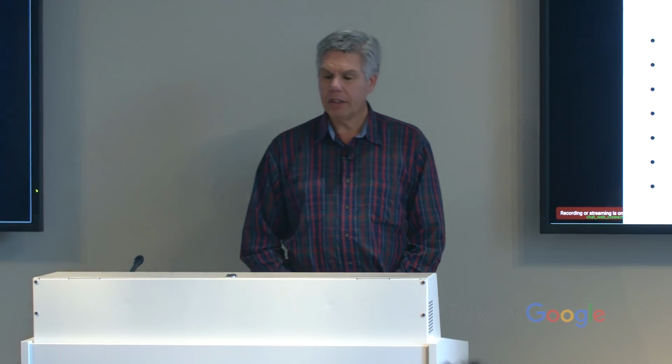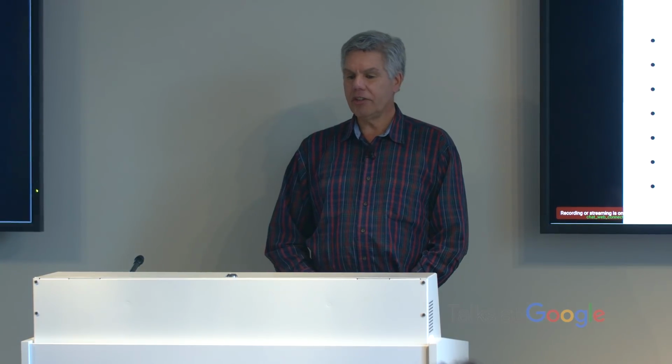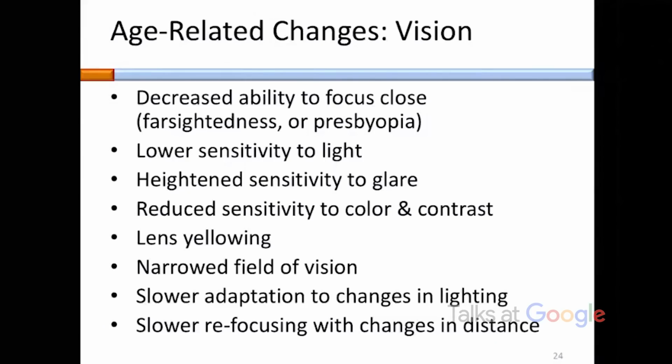So with vision, for example, these are the kinds of things that can occur, don't necessarily occur, but they can occur. So decreased ability to focus close, or farsightedness is another way of putting it. Presbyopia is the technical term. Lower sensitivity to light, heightened sensitivity to glare, lens yellowing, etc.